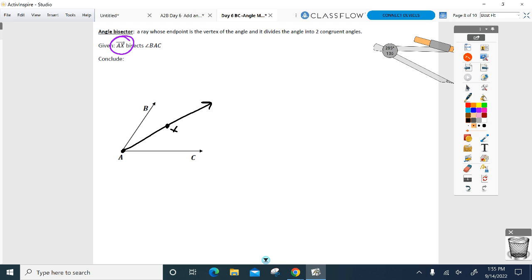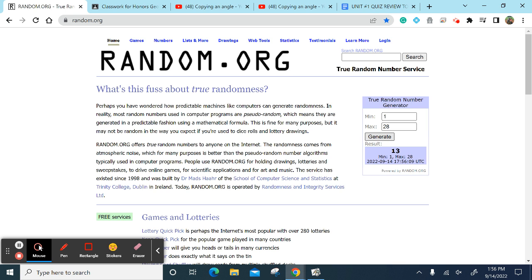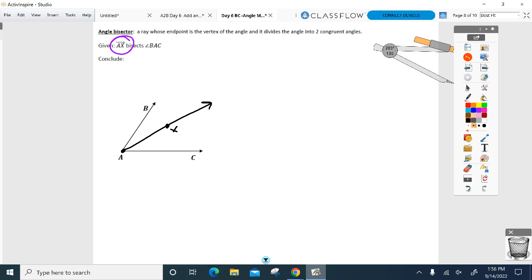A ray and an angle can't be congruent. Two angles can be congruent. Two segments can be congruent. But a ray cannot be congruent to anything because it goes on forever. Okay? Here we go. Let's open it up. I got to do a better job of this, hearing from different people. Here you go, 13. What's true about my diagram?